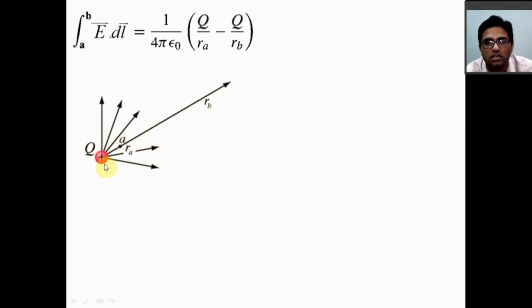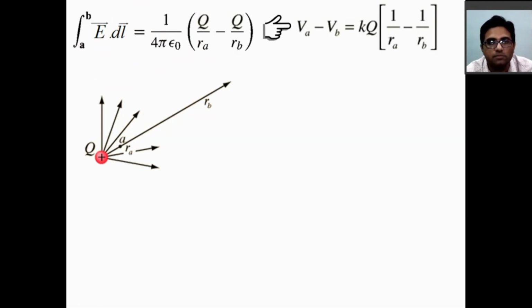Here we are considering a positive point charge q. To move a unit charge from point A to point B, the work done is given by this equation. We discussed this in one of my last classes. This gives us the potential difference between point A and point B. Here the small k is the constant 1 by 4 pi epsilon naught.